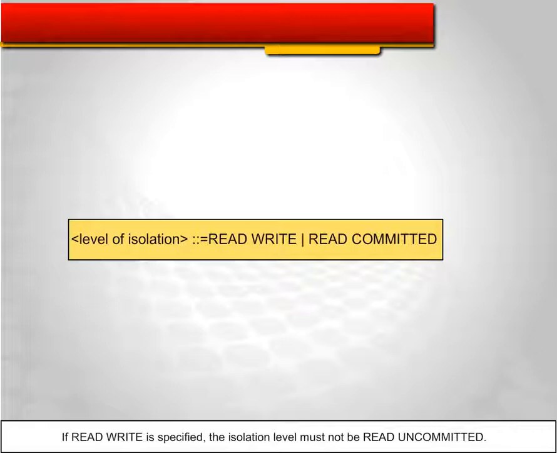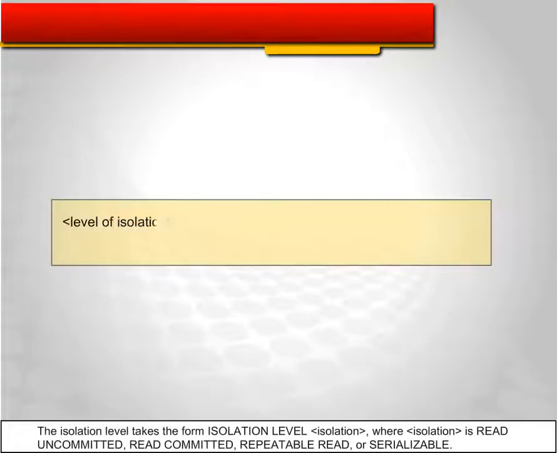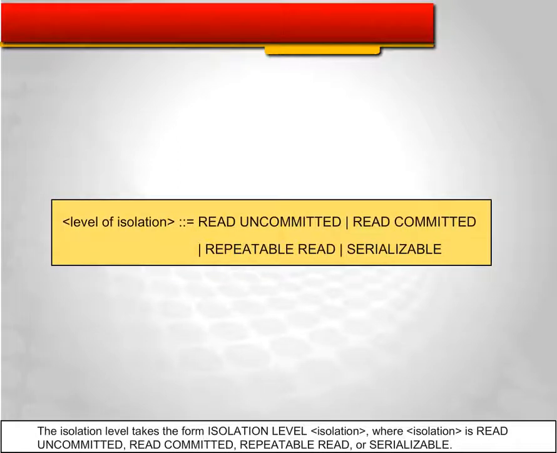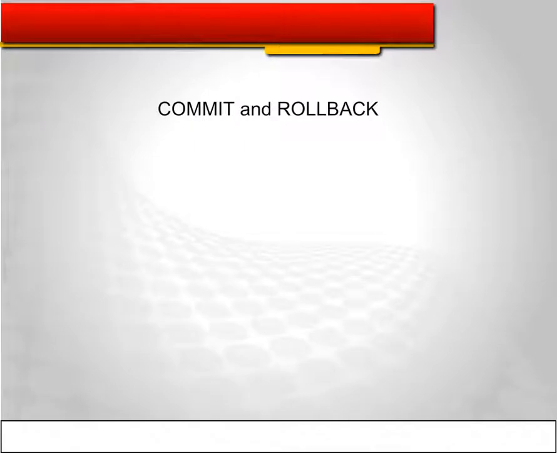If read-write is specified, the isolation level must not be READ UNCOMMITTED. The isolation level takes the form ISOLATION LEVEL isolation, where isolation is READ UNCOMMITTED, READ COMMITTED, REPEATABLE READ or SERIALIZABLE.